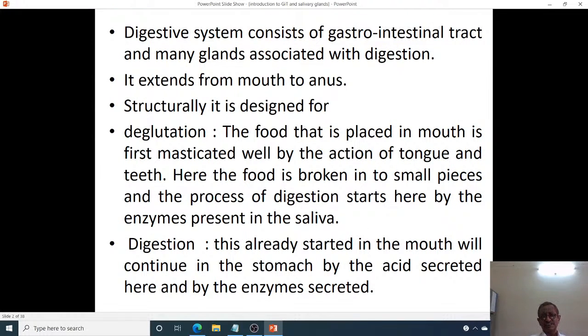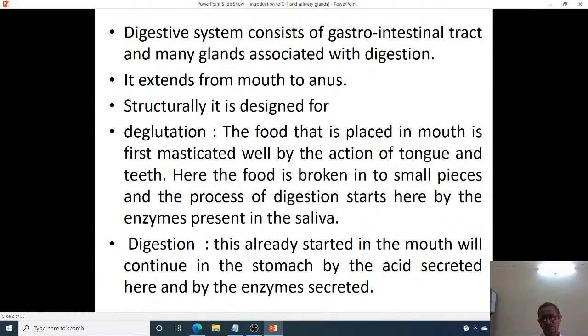Introduction to GIT: the digestive system consists of the gastrointestinal tract and many glands associated with digestion. It extends from the mouth to the anus, and it is an epithelio-fibromuscular tube. Its functions include deglutition: the food taken into the mouth is first masticated, made into very minute pieces and a paste-like mass by the action of the tongue and teeth, and then mixed with saliva, so that digestion starts in the mouth itself.